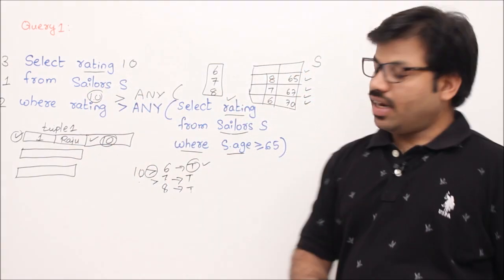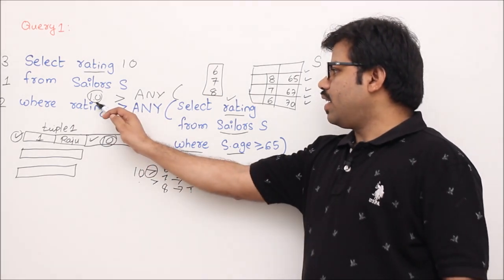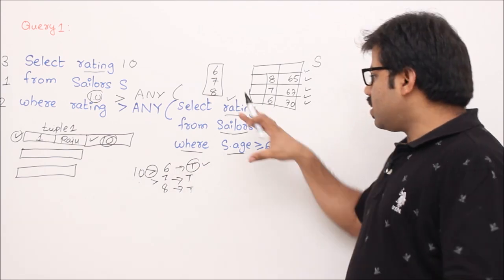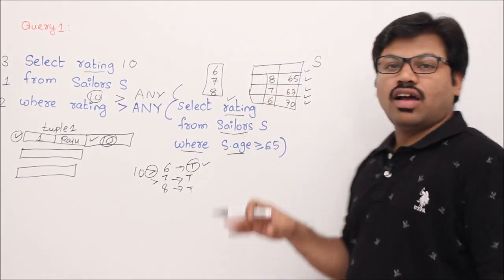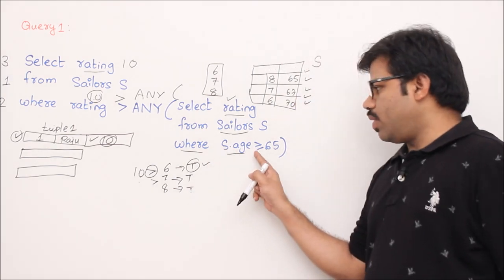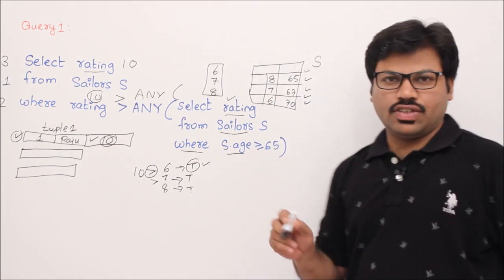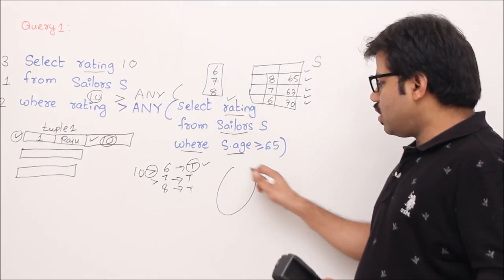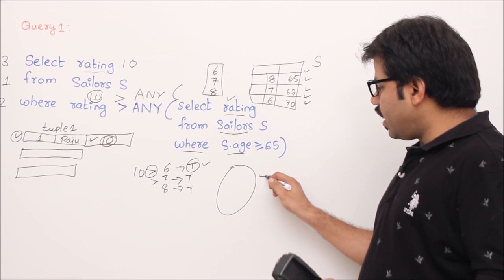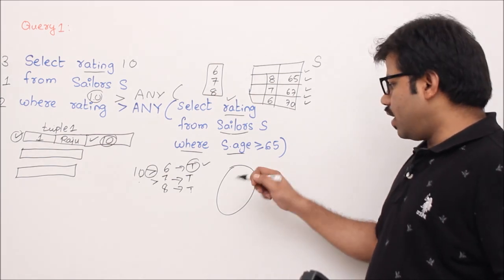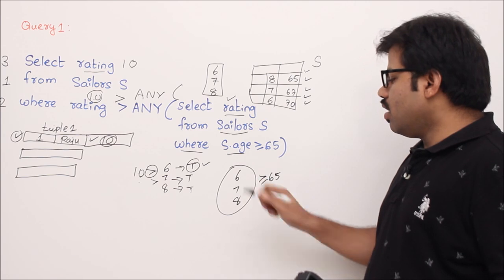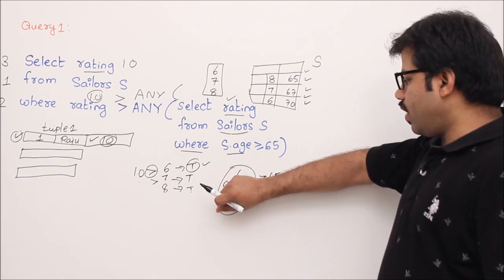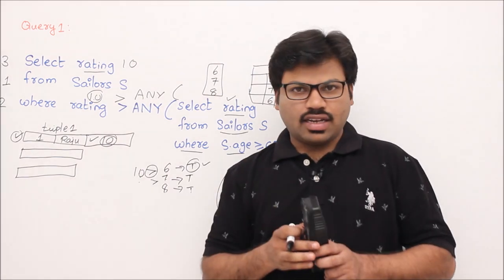Now tell me the reason why 10 will be printed. You are printing 10 because 10 is greater than at least one of 6, 7, 8. What is the significance of 6, 7, 8? They are all ratings of old people, right? Like S.age greater than or equal to 65. So we first take all the ratings whose age is greater than or equal to 65. Let's say those values are 6, 7, 8. Maybe sometimes it may be 9, 10, it doesn't matter. So we now have a collection of ratings whose age is greater than or equal to 65.